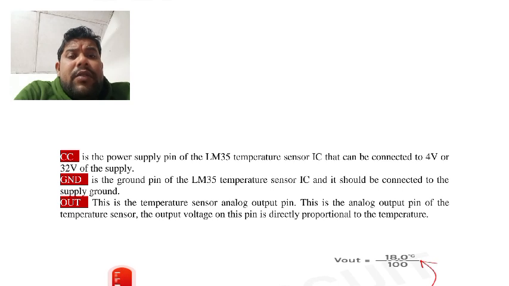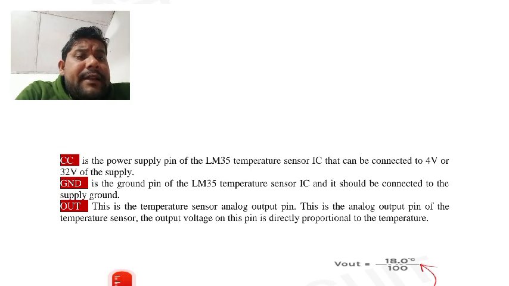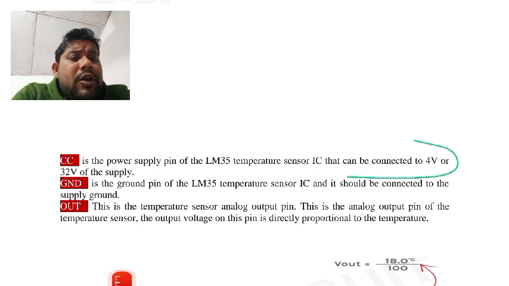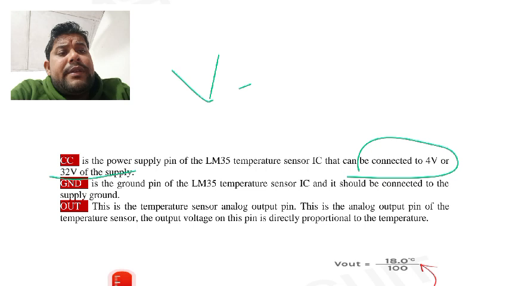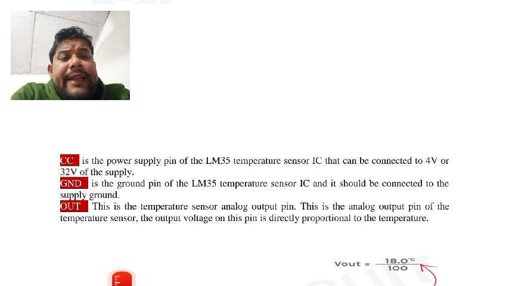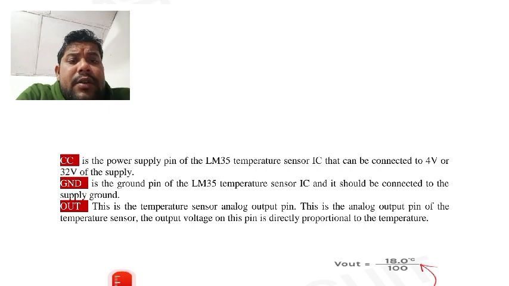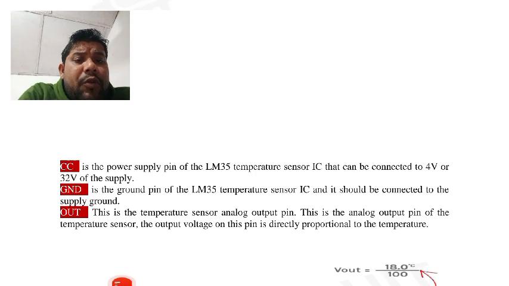What is the ground pin? VCC is the power supply pin of the LM35 temperature sensor IC, which can be connected to a 4 to 30 volt supply. We can provide it 4 volt to 30 volt supply. Second is the ground pin of the temperature sensor, which should be kept grounded. Output is the temperature sensor's analog output. It provides the analog output.